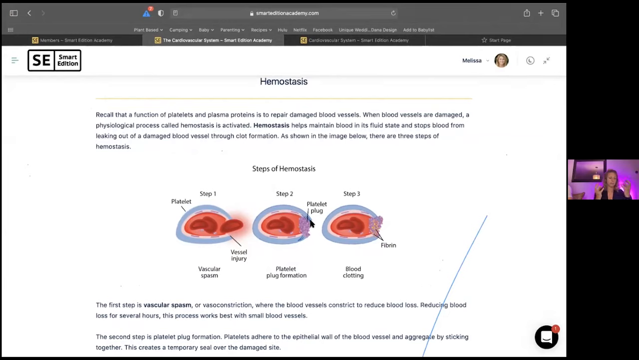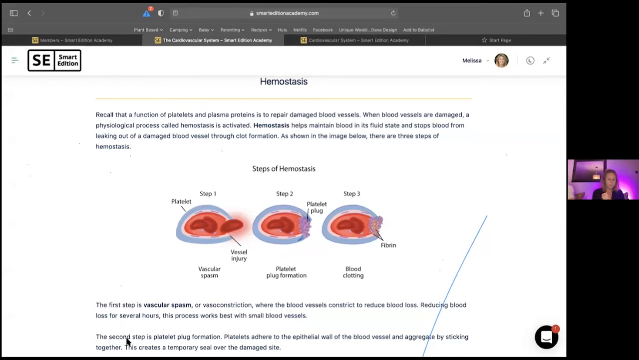And the platelets make this web of protein, and they come together to make a clot. There are people that have clotting disorders, blood disorders, and if they do have a cut, they can bleed out. So this clotting factor is really, really important. So that's platelets.